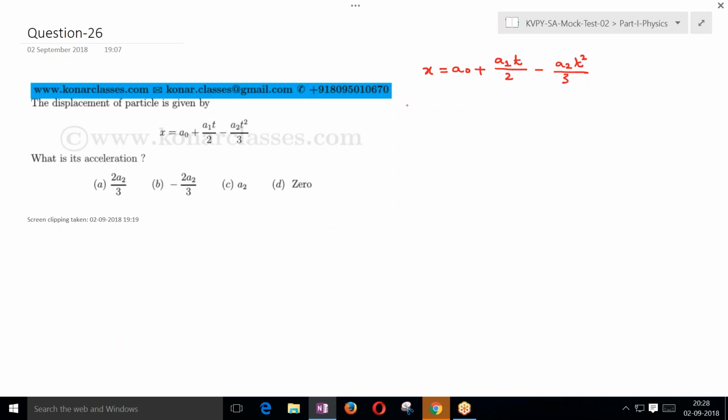Now we need to find the acceleration. Acceleration means what? First we need to find velocity. So velocity is nothing but dx by dt. Those who are very new to differential calculus, I can do it a little slowly here.